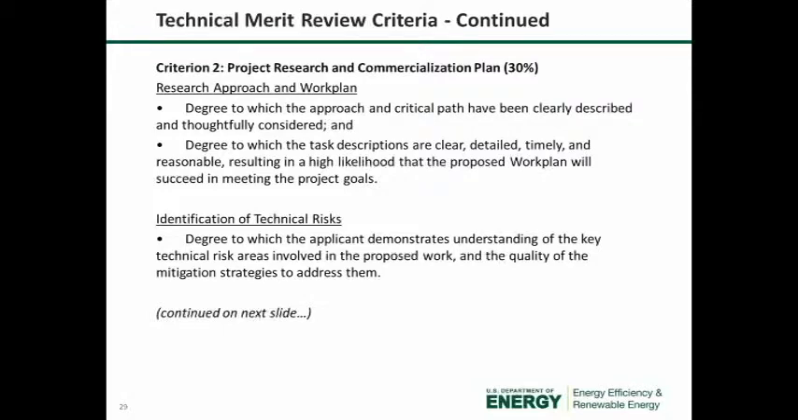Under Criterion 2, project research and commercialization plans, at a weight of 30%, the research approach and work plan will be evaluated on the degree to which the approach and the critical paths have been clearly described and thoughtfully considered, and the degree to which the task descriptions are clear, detailed, timely, and reasonable, resulting in a high likelihood that the proposed work plan will succeed in meeting the project goals. Under the identification of technical risks, the degree to which the applicant demonstrates the understanding of the key technical risk areas involved in the proposed work and the quality of the mitigation strategies to address them. Next slide, please.